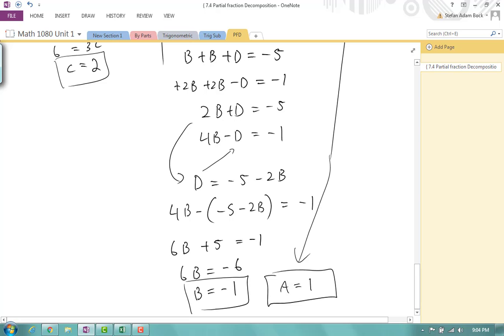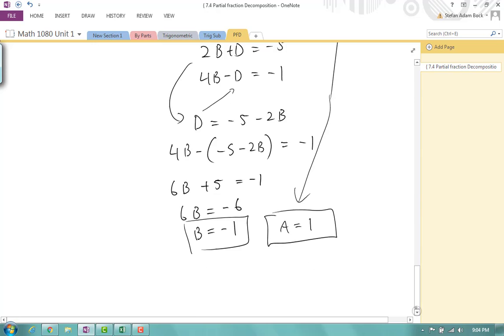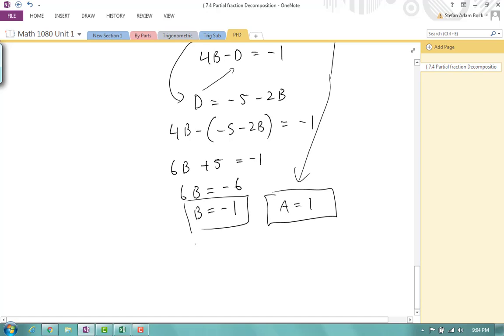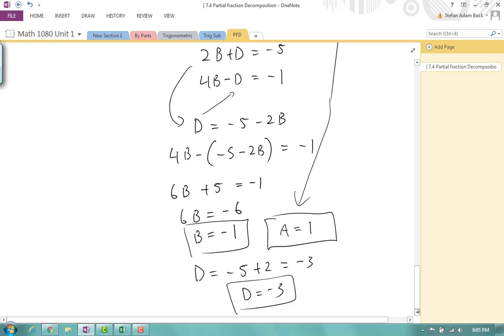So all that's left now is d, and I can pick that out of anywhere. So I already have d right up there. If b is equal to minus 1, that means d is equal to minus 5 minus 2 times minus 1, which is plus 2, which is minus 3. I'll box that. So a is 1, b is minus 1, c is 2, and d is minus 3.